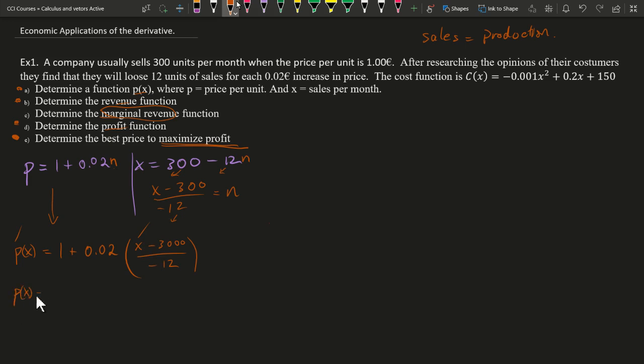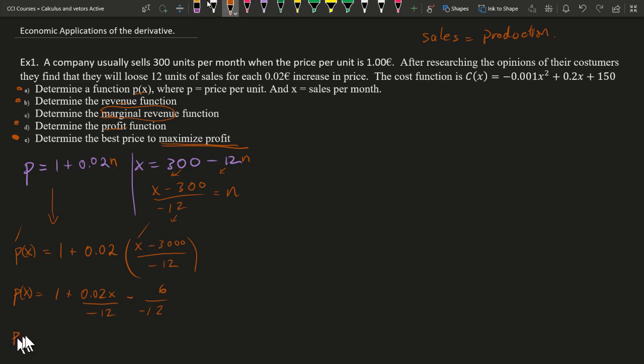So P of x is 1 plus 0.02x minus 0.02 times 3,000. Oh, let me just do that. That's, I think, 6. Okay. But this negative 12 goes over top of, or as the denominator of each of these numbers here. This is a minus sign.